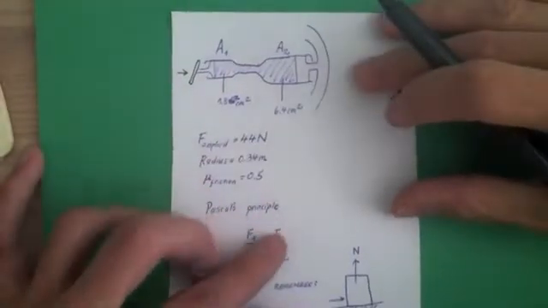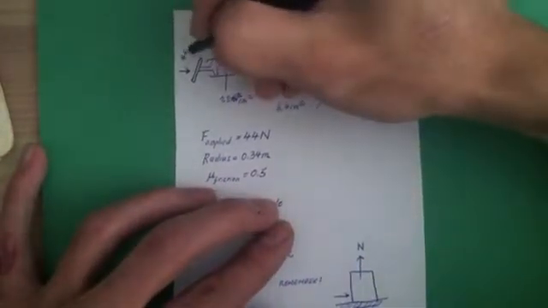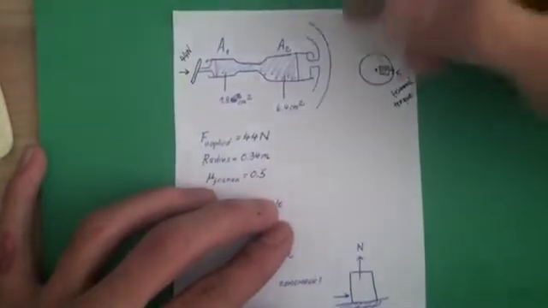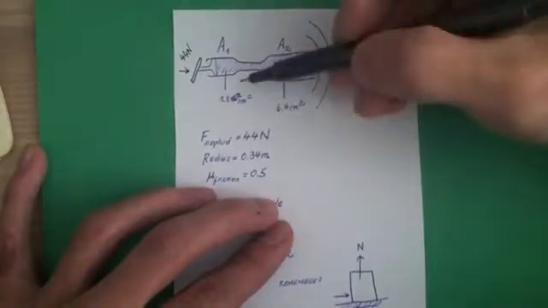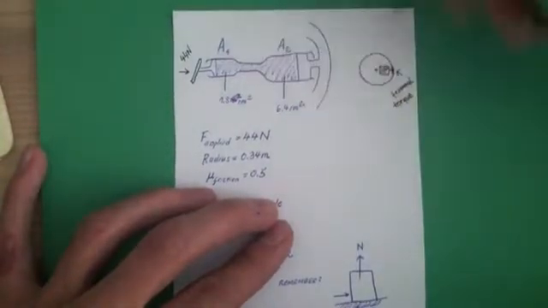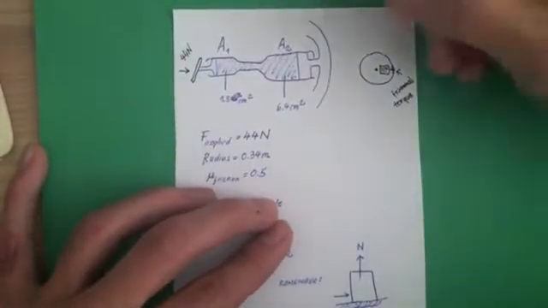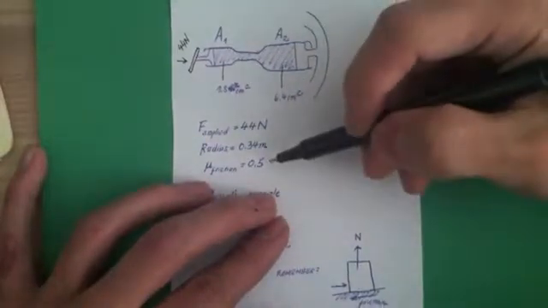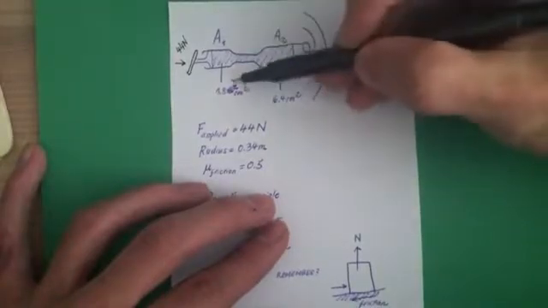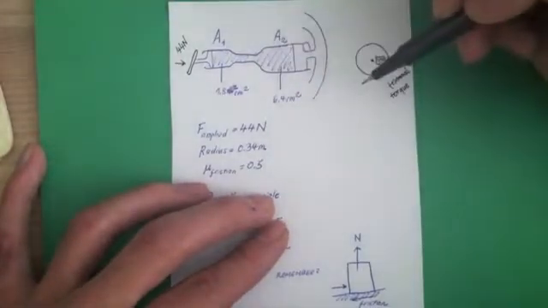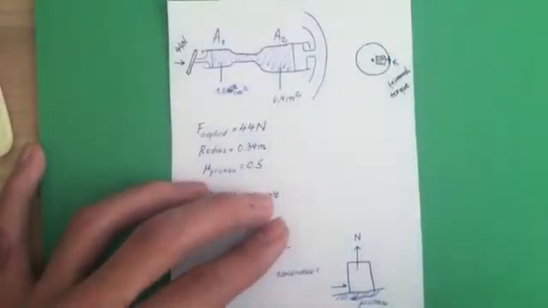So let's first list out what we know. We know that the applied force here is 44 newtons. So your foot is applying a certain amount of force. We also know that the radius of the wheel is 34 centimeters. We also know that the coefficient of friction is 0.5. And we're given areas and surface areas for each of the master cylinder and the brake cylinder.